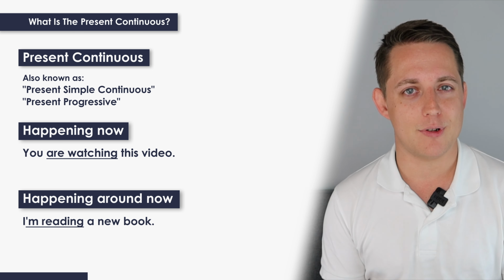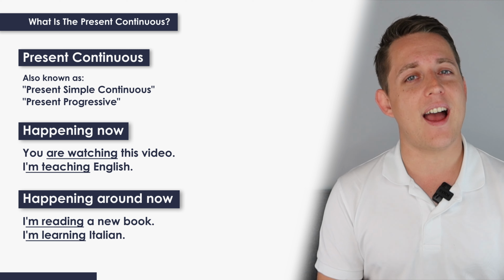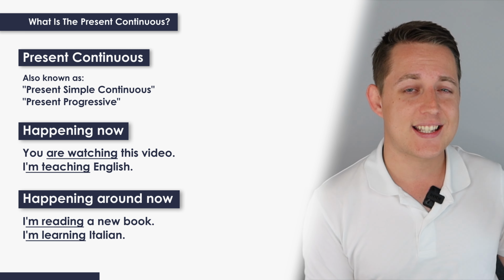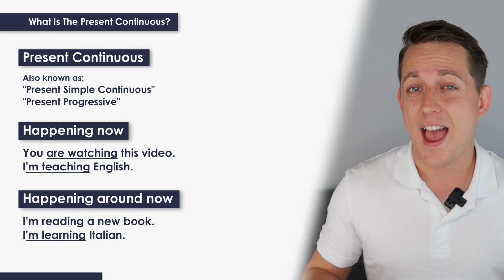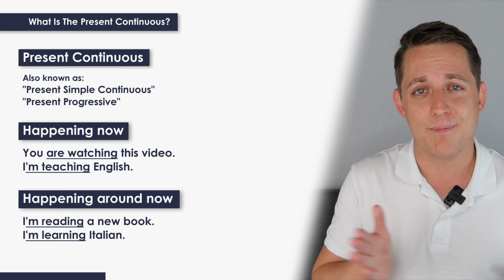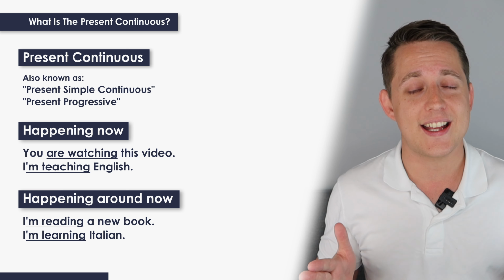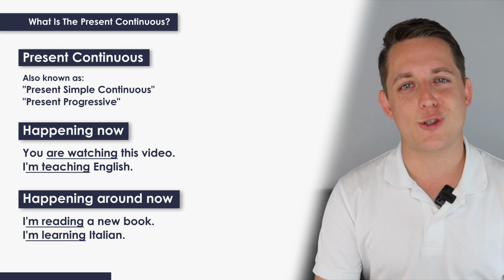Here are some more examples. I'm teaching English right now. I'm learning Italian. Okay, I started learning in the past and I'll finish learning in the future. I'm in the middle. I'm learning Italian. Now you try. Is this happening now or around now?